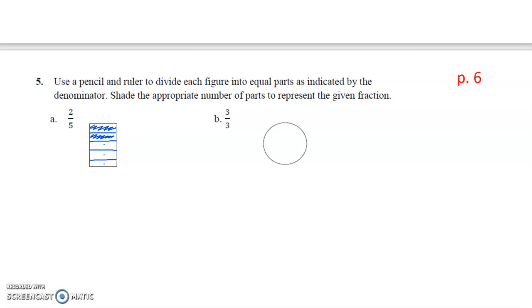And for B, we have 3/3, so the whole thing is going to be shaded, but we still need to divide into 3. Boy, not so great at dividing it, but you get the idea. You do the same with yours. I'm sure yours looks nicer than mine. We're going to shade all 3 of the 3 pieces of that circle.